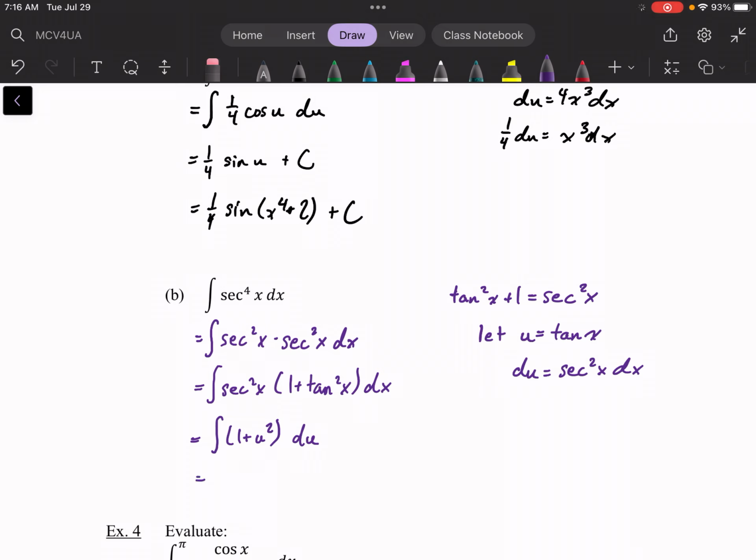The antiderivative of this is just u plus 1/3 u cubed, again plus c, and I can now put the tan x back in. So 1/3 tan cubed x plus tan x plus c. And there we go.